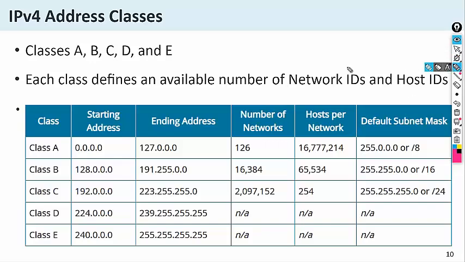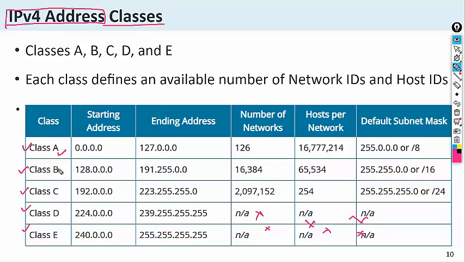When we talk about IP addresses, IP addresses are actually divided into multiple classes. It is called IP address classification. The classes are class A, class B, class C, class D and class E. D and E are not available. They are not used by anyone.